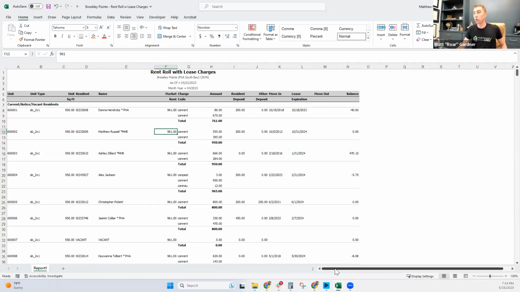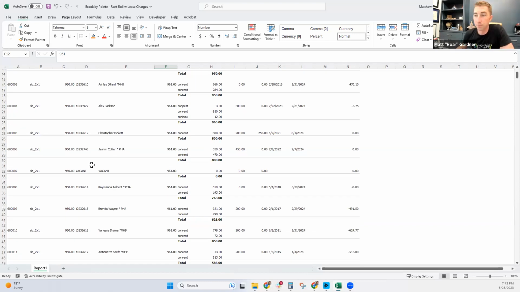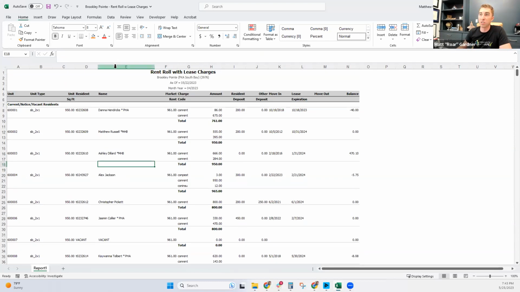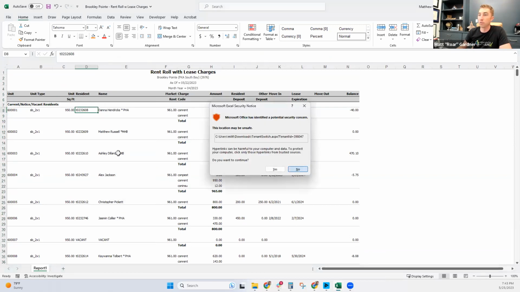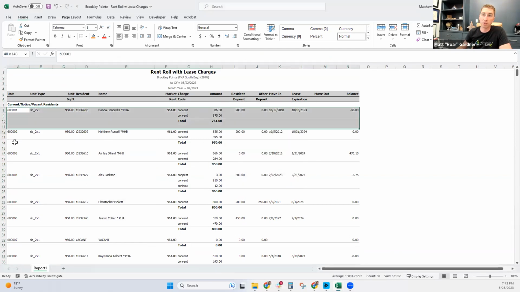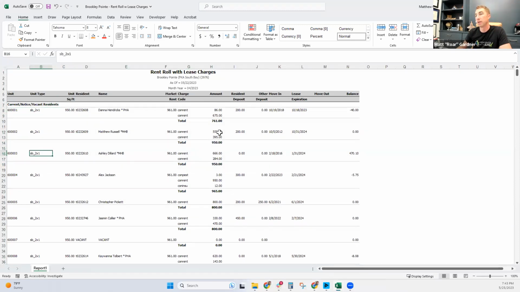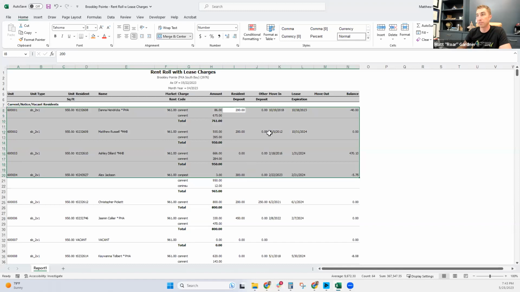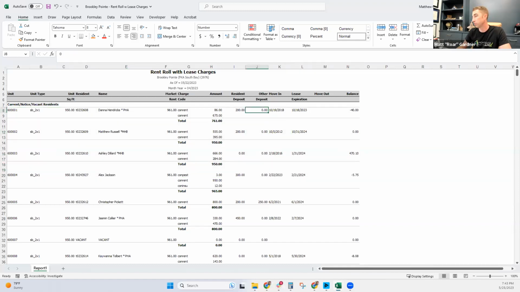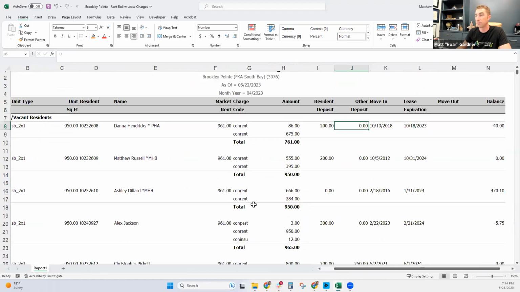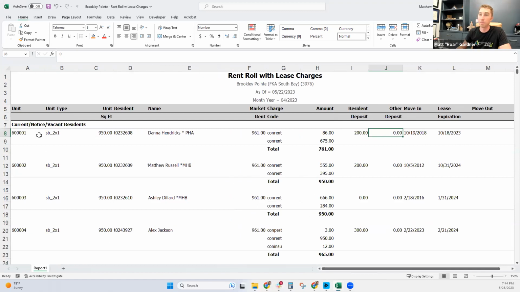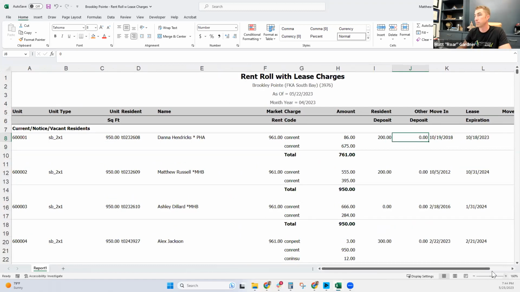So here's a rent roll for Brookley Point. Like I said, you'll see the names of the tenants here. You'll see the square footage of the units, what the unit number is, the type of unit. So there's a 2-bedroom, 1 bath. You'll see their actual deposit. Sorry, I'll scroll in again. Sorry, guys. If you can't see, highlight it for me. Make it a little bit bigger.